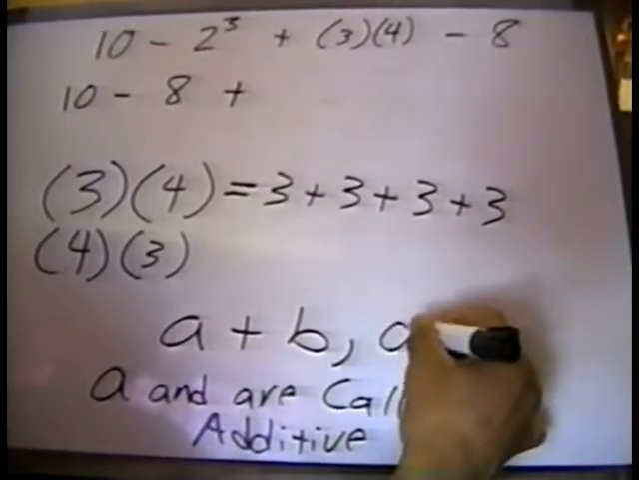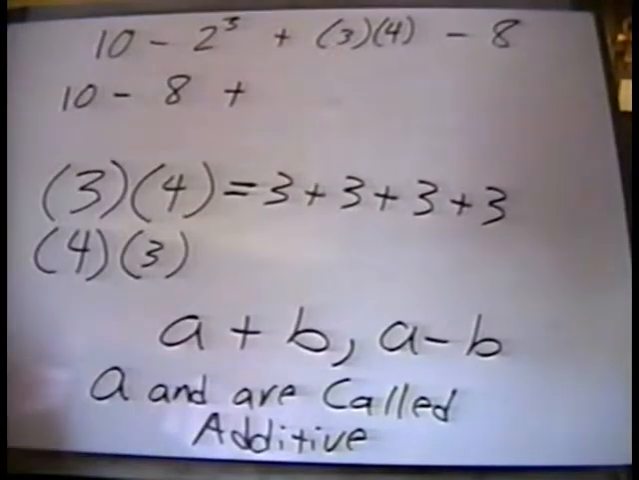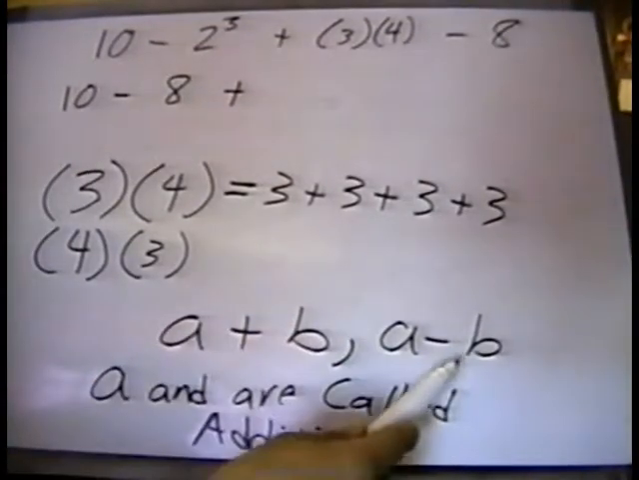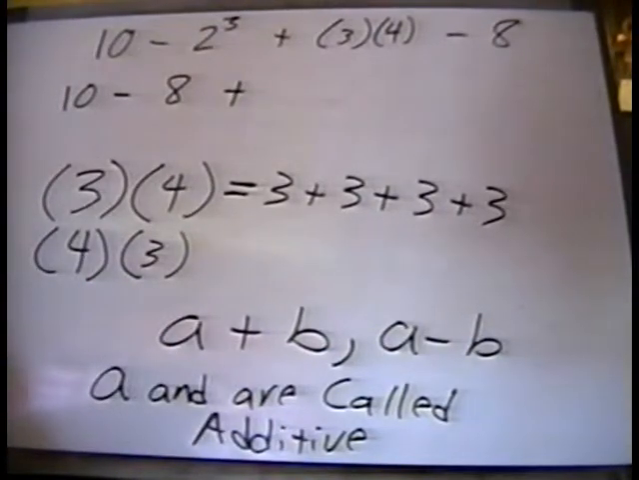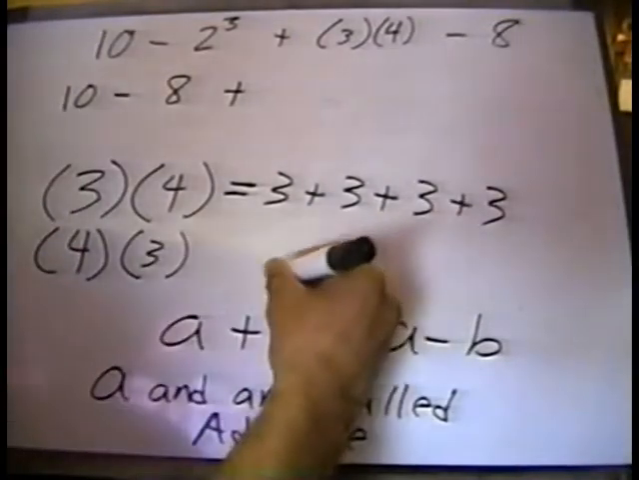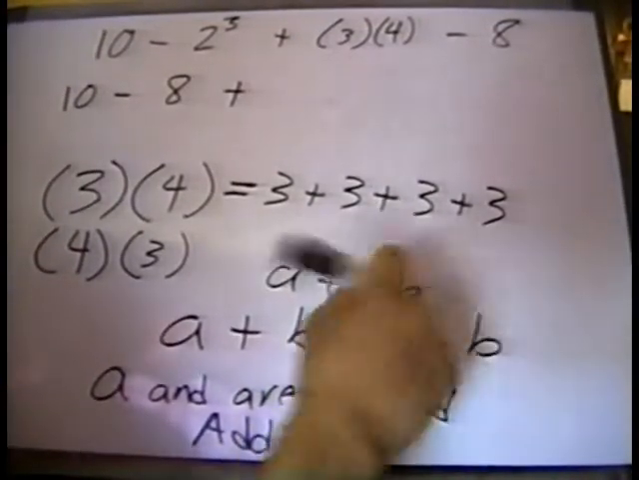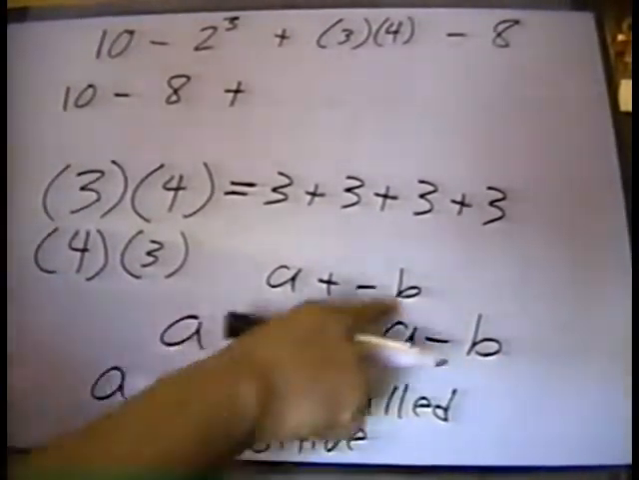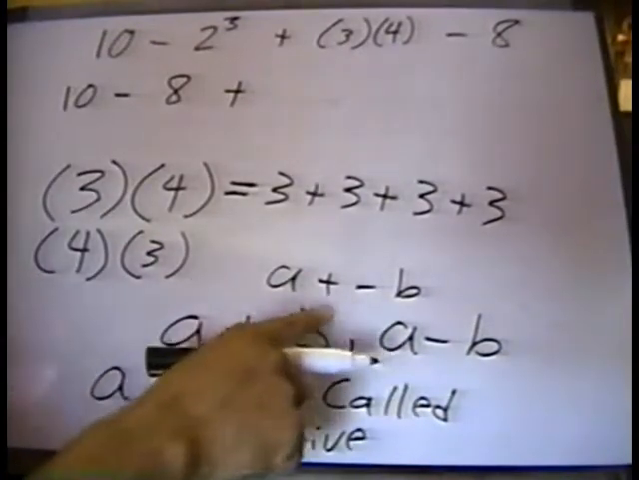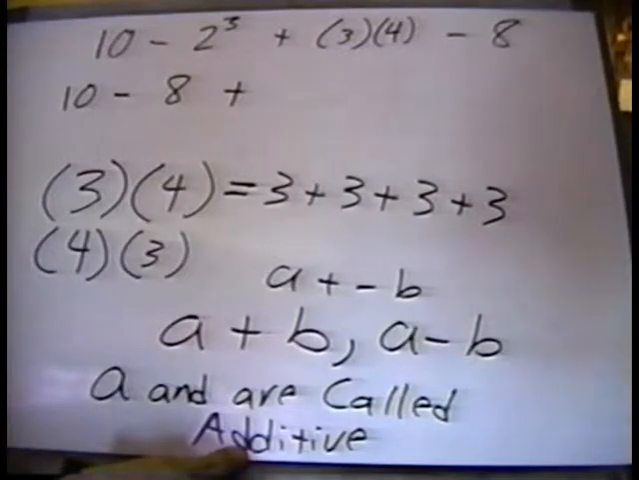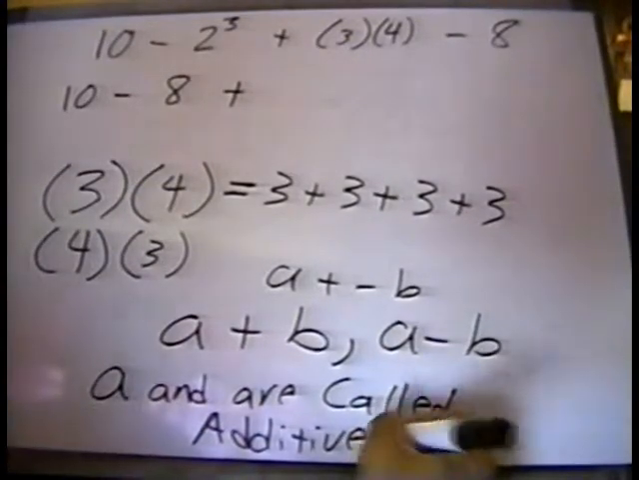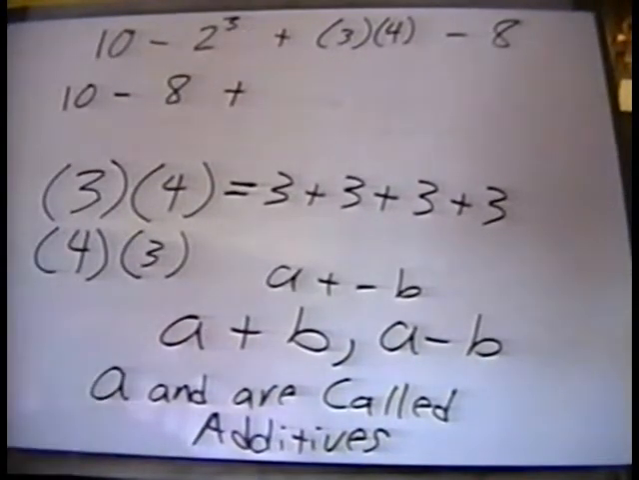Even if you say A minus B, B here is still an additive. That's because A minus B is equal to A plus a negative B. Anytime you're dealing with addition and subtraction, I call the terms involved additives.